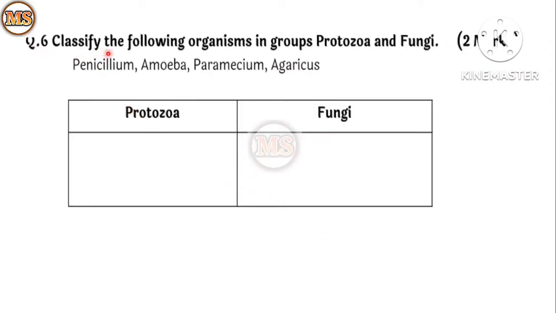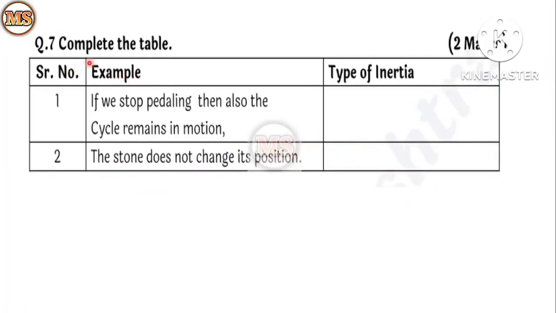Then question number 6: classify the following organisms into groups, that is, protozoa and fungi. This question is for 2 marks. See the examples asked here: penicillium, amoeba, paramecium and agaricus. So we have to organize them according to protozoa and fungi. Which organisms are in the protozoa group? The examples are amoeba and paramecium. Amoeba and paramecium are examples of protozoa, and the remaining, that is, penicillium and agaricus, belong to fungi.